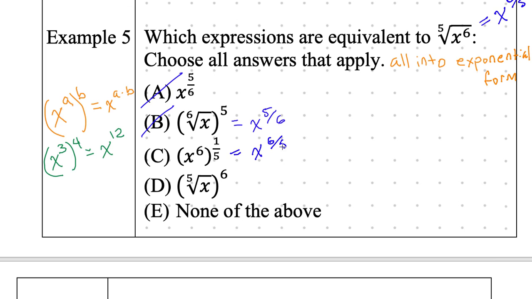X to the 6 over 5. Therefore, is that an answer or no? Yeah. It is an answer. Let's circle it. Again, we multiply 6 times 1/5. That's the same thing if you need some scratch work. 6 over 1 times 1 over 5. You multiply straight across. 6 times 1 was 6. 1 times 5 was 5. That's why we got 6/5 for the fraction.